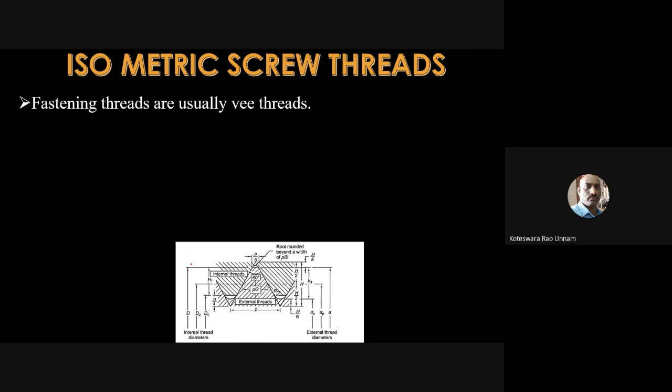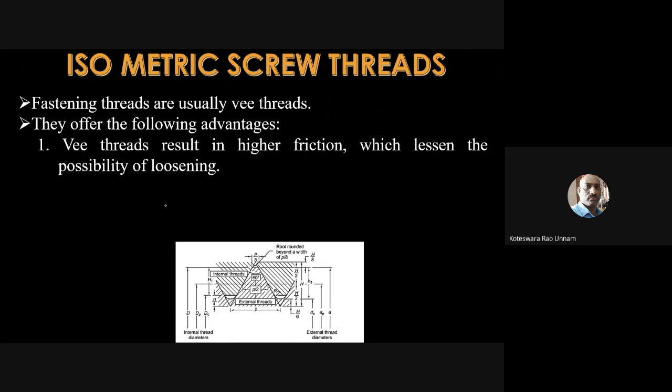After that, we have the ISO metric threads. These are the threads generally used in most applications. In the case of metric threads, the included angle is 2 alpha, and here you can clearly see that the thread angle is 60 degrees. This diagram shows both the internal and external thread diameters. Internal thread diameters are denoted by capital letters D, dP and dC, and external thread diameters are represented by small letters. This is the standard everywhere.